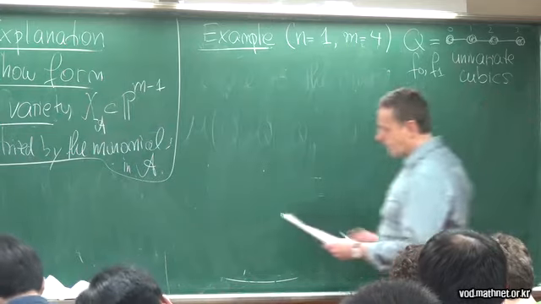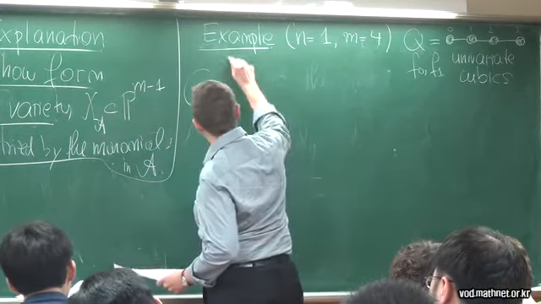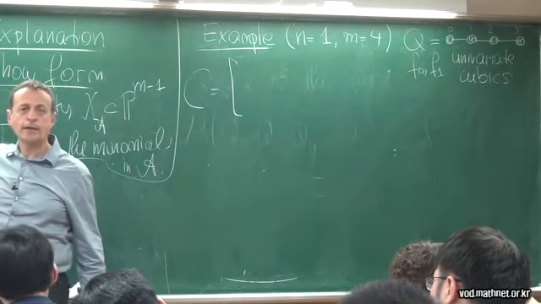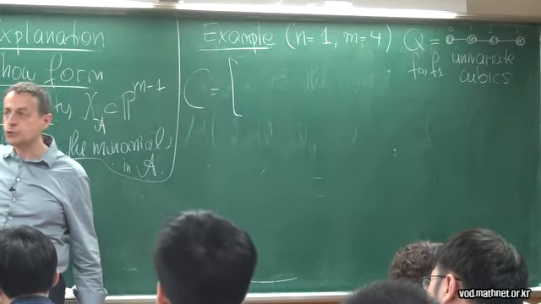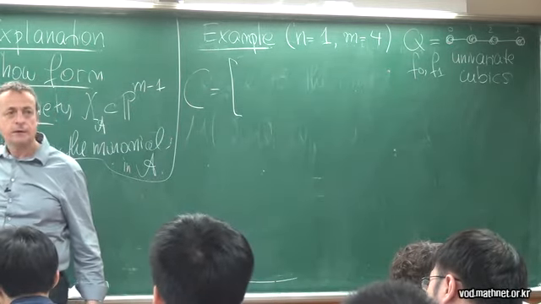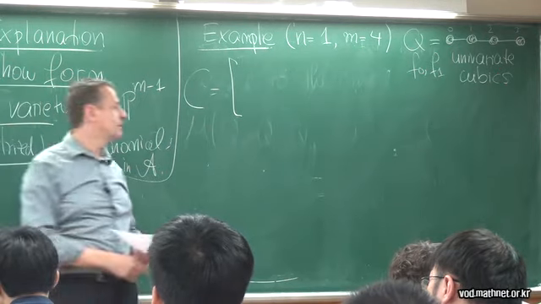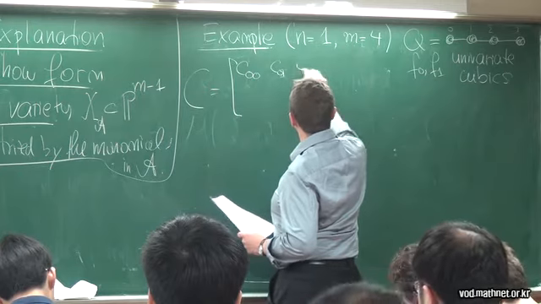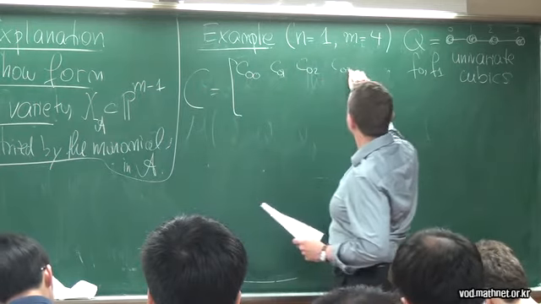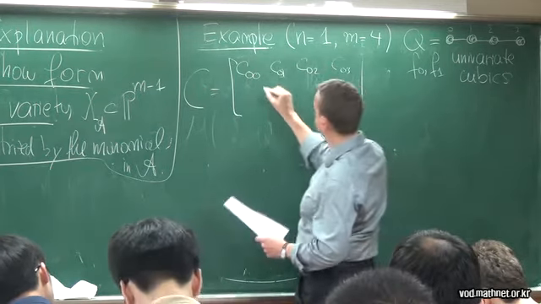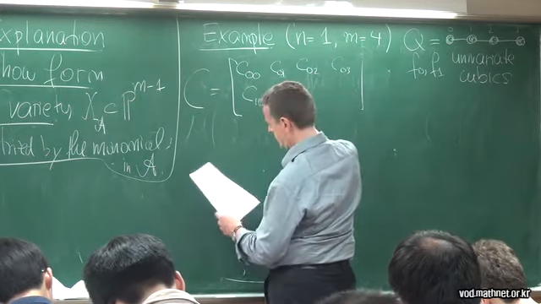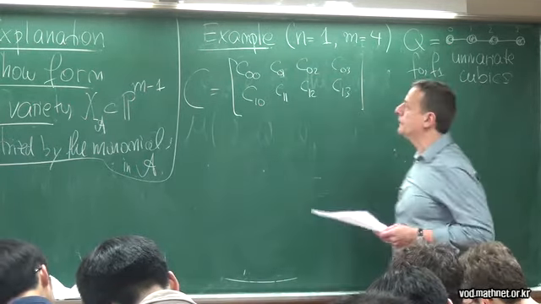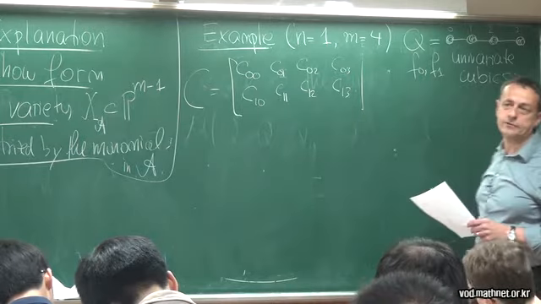Okay? So I'm going to write these coefficients into a coefficient matrix. That's an n plus 1 times m matrix. That is a 2 by 4 matrix whose entries are 8 indeterminates. So C00, C01, C02, and C03. C10, C11, C12, C13. That's my coefficient matrix C.